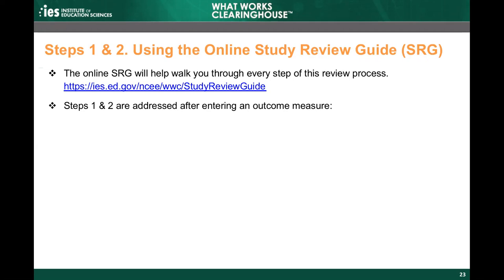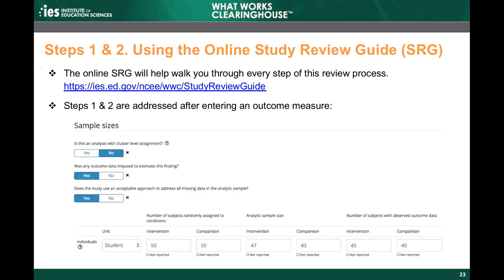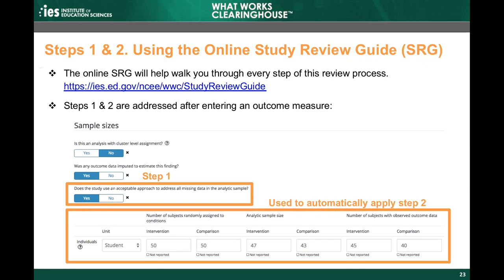And so where steps 1 and 2 are addressed on this online study review guide is after entering an outcome measure. You'll see something like this. And where step 1 is asked, you'll see that there's a place for that, that asks, does the study use an acceptable approach to address all missing data in the analytic sample? So you just have to use the information that Jessica presented to correctly answer that question. But then step 2, you just enter in the requested information below here.